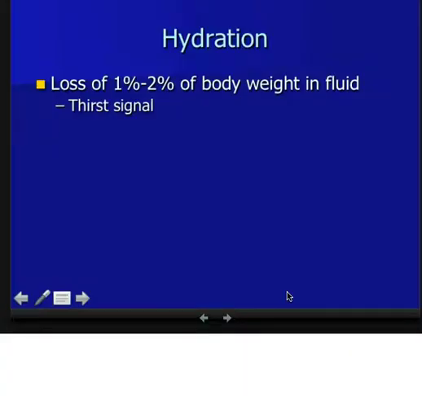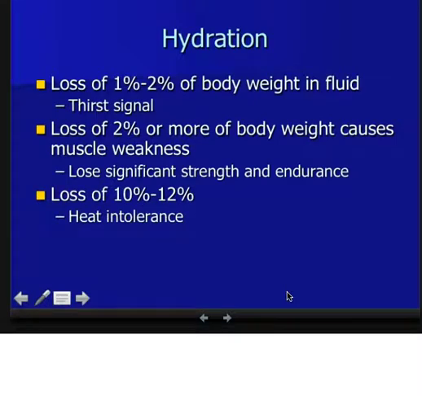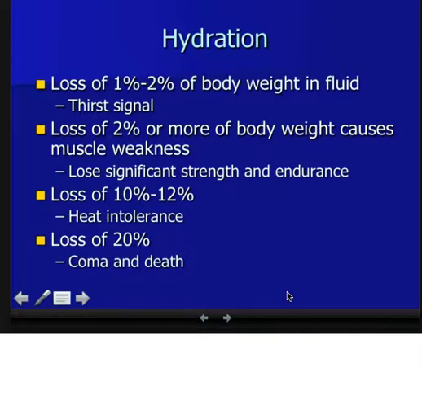We lose about 1 to 2% of our body weight in fluid. This sets off the thirst signal. Loss of more than 2% of body weight causes muscle weakness, and we lose significant strength and endurance as a result. A loss of about 10 to 12% can result in heat intolerance, and a loss of 20% would result in coma and death.